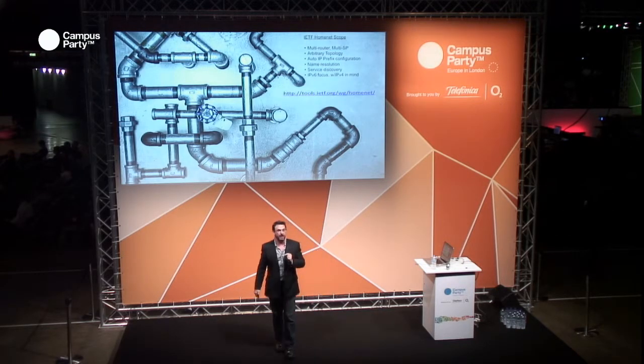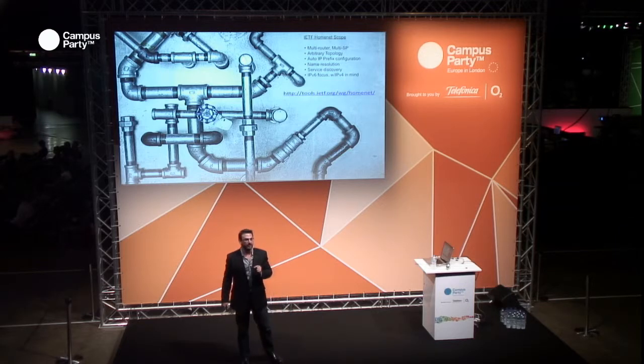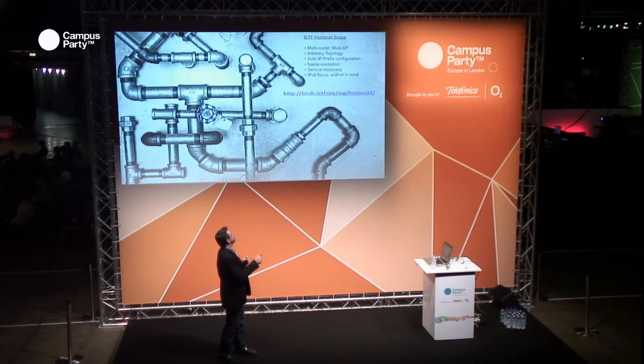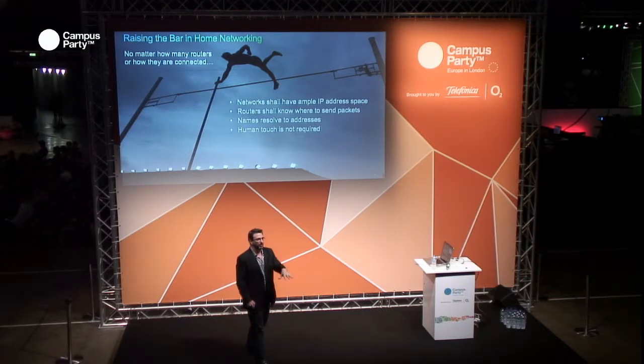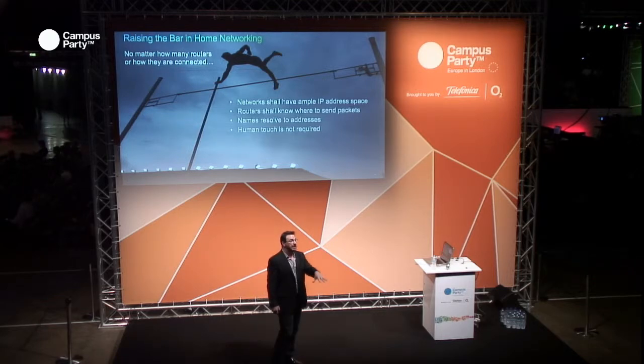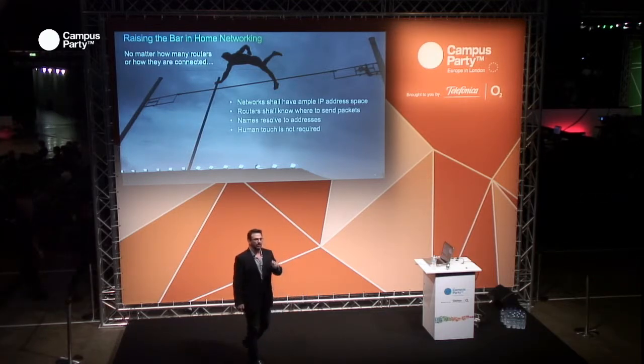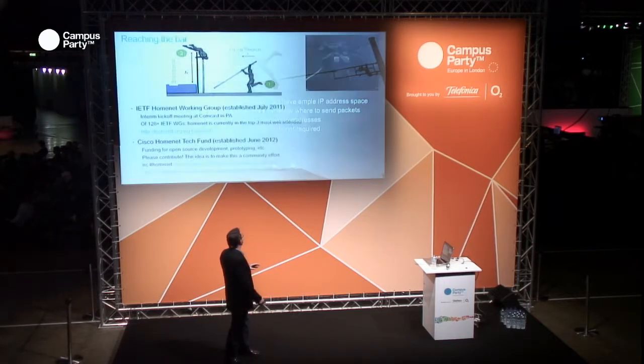There's a working group in the IETF called HomeNet. I'm a co-chair of it. I encourage you to go read some of the documents. Our scope is IP plus or minus a layer, and we do the plumbing. Here we have a basic mantra to raise the bar in home networking so that your home network can actually be a network, auto-configured, arbitrarily connected, globally addressed.